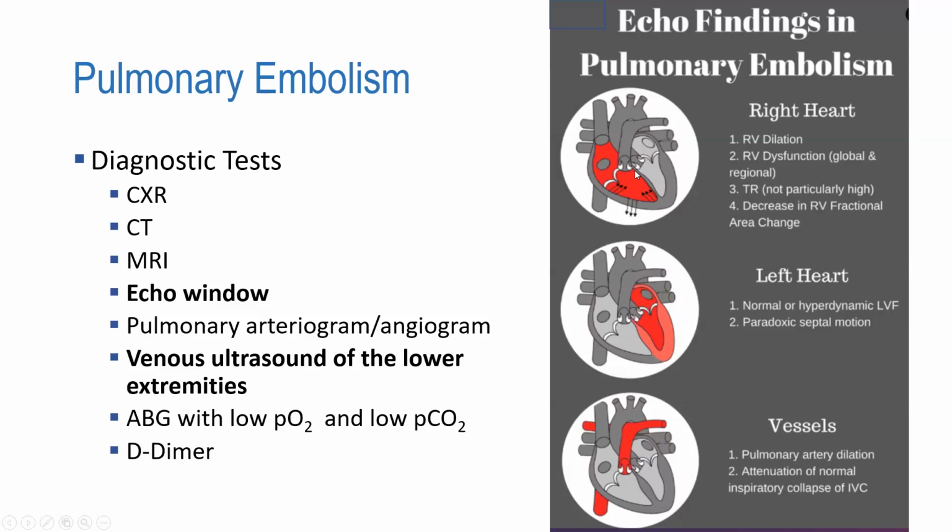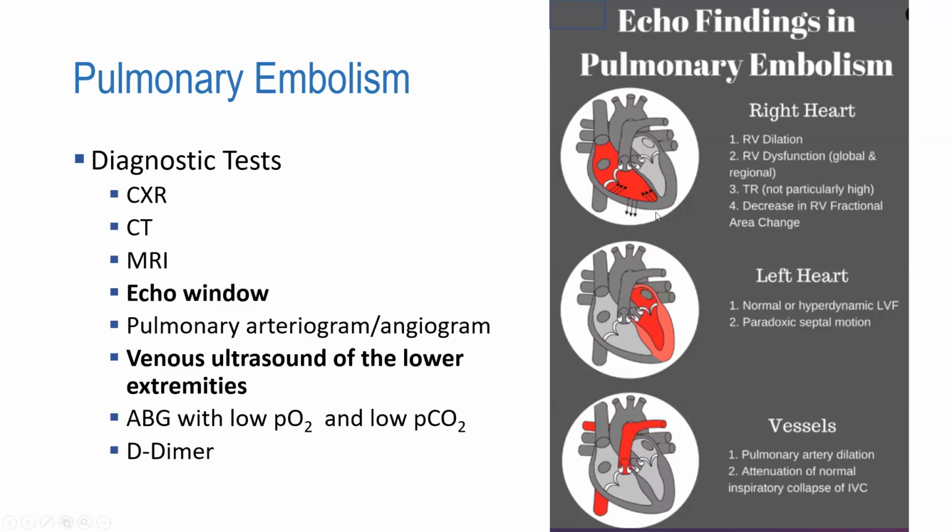But typically we'd like to do a full multi-view echocardiogram if possible, okay? We'll also consider doing a venous ultrasound of the lower extremities, looking for the presence of DVT, which will then lead us to the perspective that you've had a pulmonary embolism. But what we're actually looking for, no matter what, is a dilation of the RV and global and regional hypokinesis, because as the RV distends, we're stretching the muscle out and it's going to be less functional.